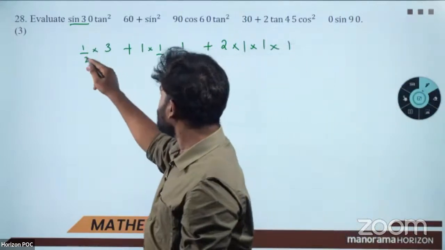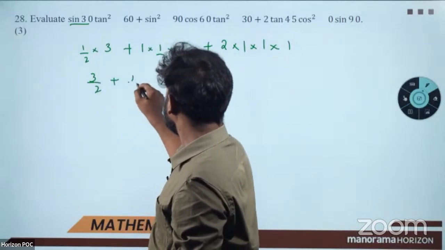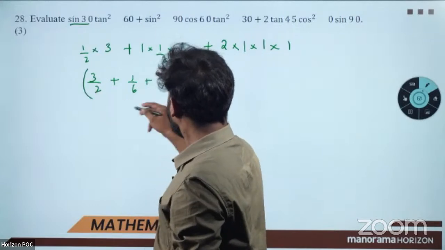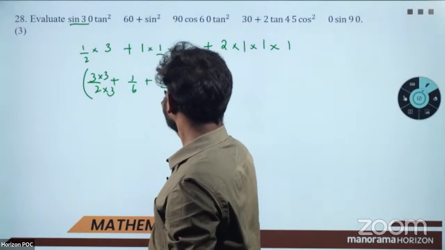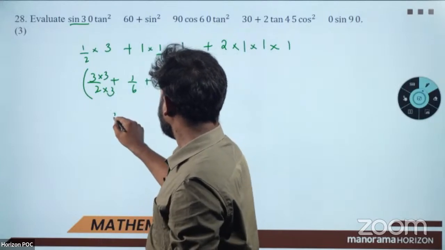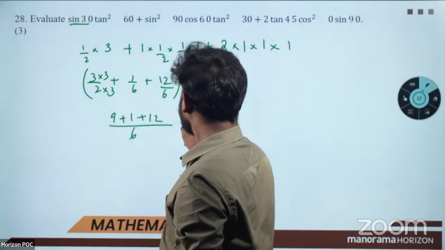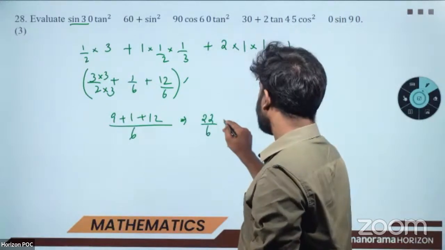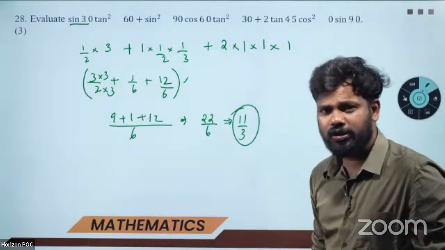So now do the calculations. 1 by 2 into 3, that is 3 by 2, plus 1 by 2 into 1 by 3, that is 1 by 6, plus 2. Now doing all the calculations, taking the LCM here, you get it as 9 plus 1 plus 12 divided by 6. That is 10 plus 12, that is 22. 22 by 6, or you can also write it as 11 divided by 3. So 11 by 3 is the answer for this question.